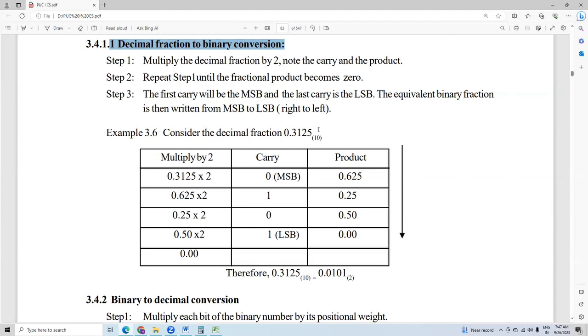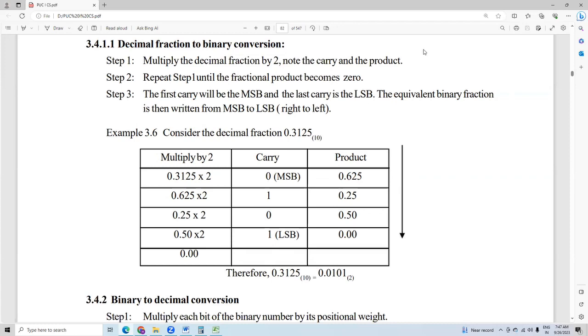See, 0.3125 is the decimal number. How to convert this to binary? In this case, we are not going to divide. We are going to multiply and write down the carry. That carry will become the binary digits. 0.3125 multiplied by 2, the product is 0.625.